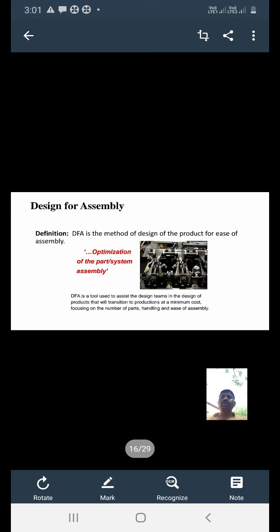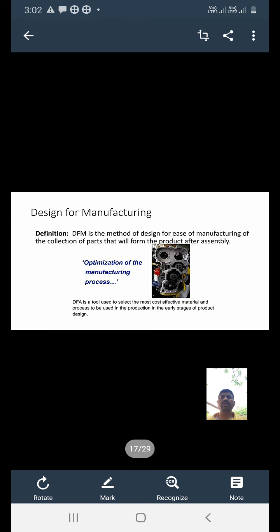Suppose you are given 10 parts, then you should guide the participant on how to assemble them. You should focus on the number of parts, 10 parts, and you should handle them very well for ease of assembly. Some examples we'll see after completion of design for assembly and design for manufacturing.